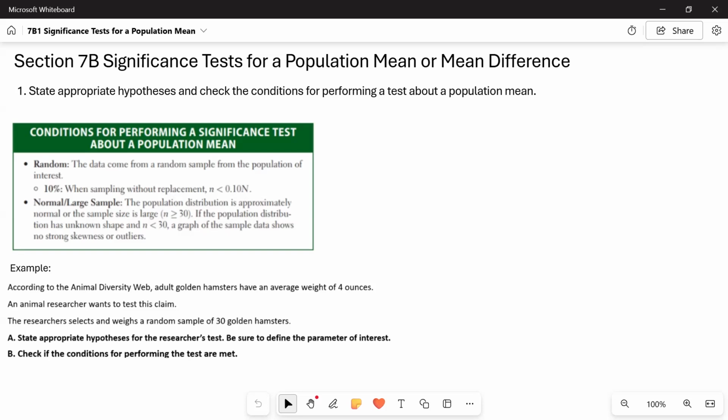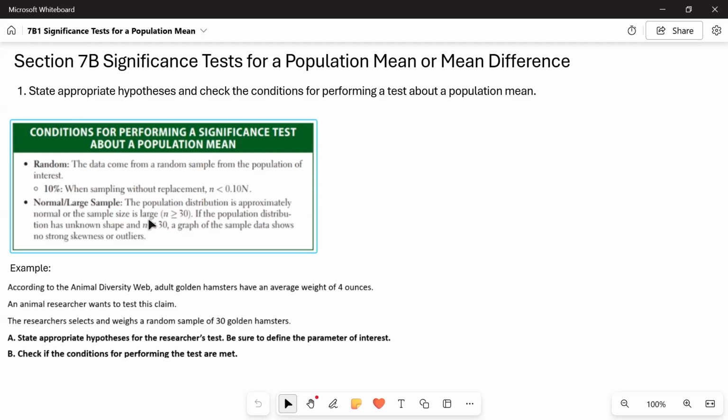So previously, we looked at the conditions for constructing a confidence interval: random, 10%, normal large sample conditions, and these same conditions must be met in order to do a significance test about a population mean. So, just to review real quick, the random condition: data come from a random sample of the population. 10%: if you're sampling without replacement, your sample size has to be less than 10% of the population.